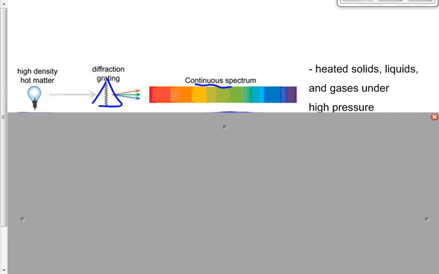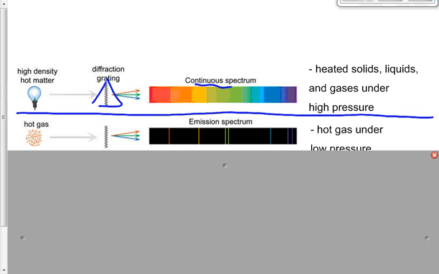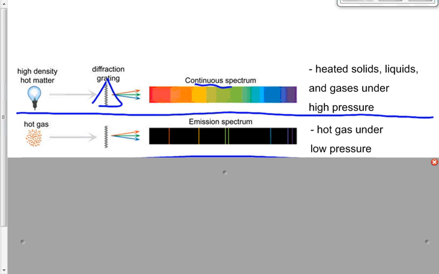But now, let's take that hot gas and put it under low pressure. It still produces a whole bunch of different colors of light. But this time it produces those colors of light as a result of electron transitions. It's hot. What happens? The electrons fall to lower levels, and as they do that, they give off EMR. That's what's happening right now in these fluorescent light bulbs.